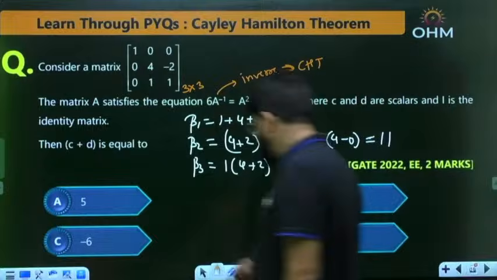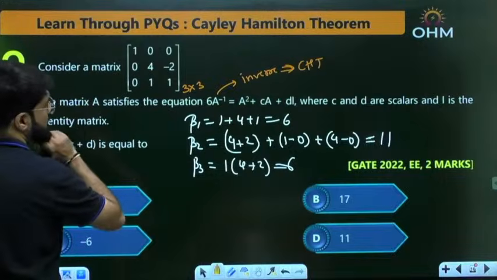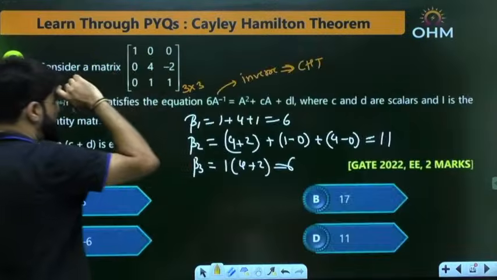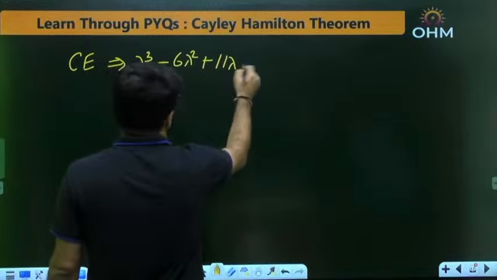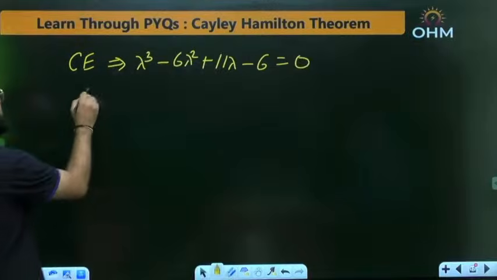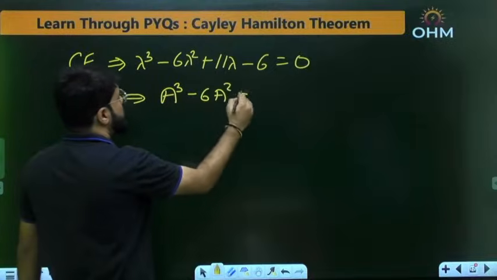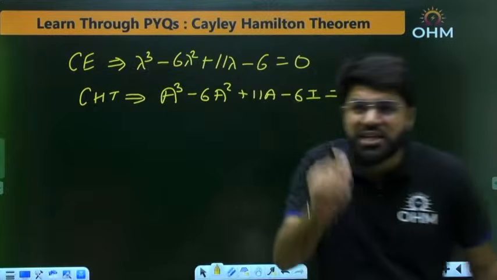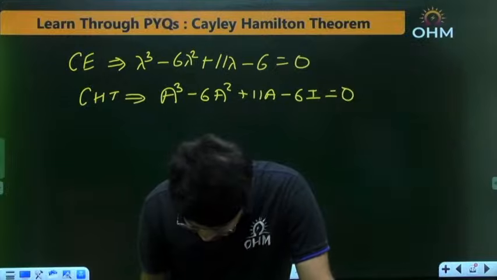So now I will put this in the characteristic equation. What is there in the characteristic equation? Lambda cube minus beta 1 lambda square, that is 6 lambda square, plus beta 2 lambda, that is 11 lambda, minus beta 3, that is minus 6, equal to 0. Cayley Hamilton theorem: replace lambda by A. So A cube minus 6A square plus 11A minus 6 identity equal to 0. But the question is giving you an inverse expression. What will you do? Any answer? Come on, quickly solve it.